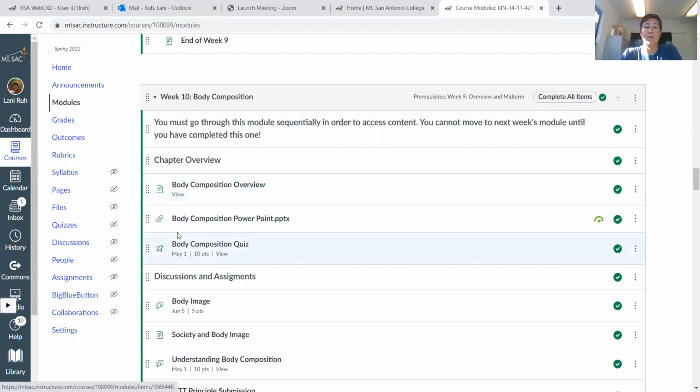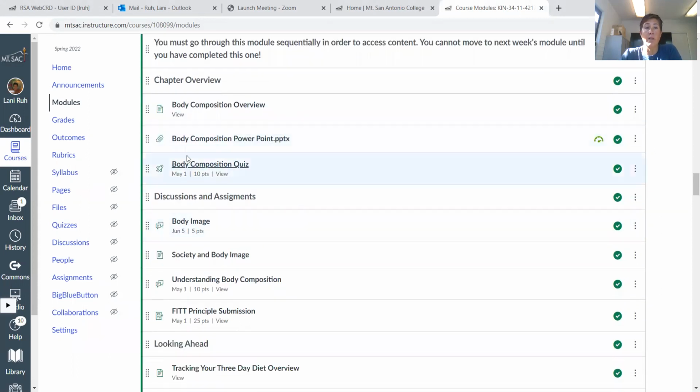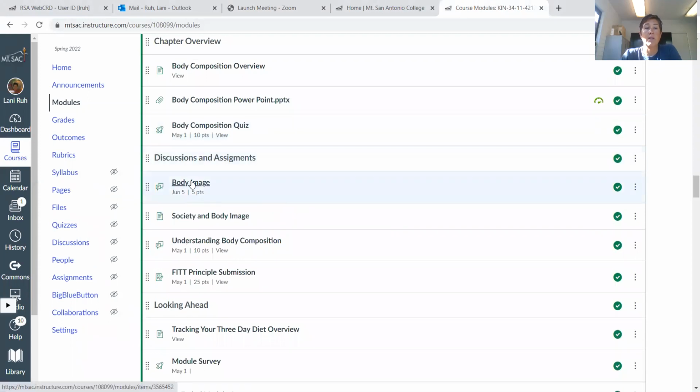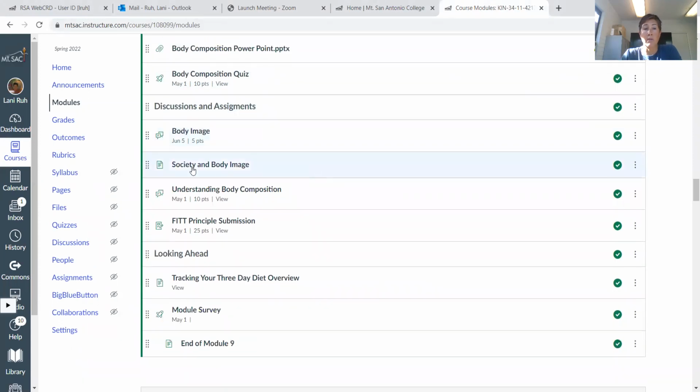Okay, so body composition, the PowerPoint for body composition and the quiz. So make sure we complete all those by Sunday. We have a discussion on body image, society and body image. So this is going to be a page that you're going to contribute thoughts to. The discussion this week is understanding body composition, so understanding the different components that make up our body.